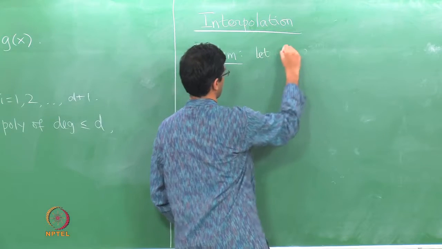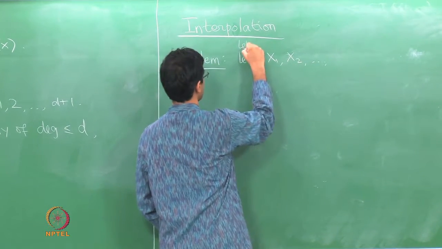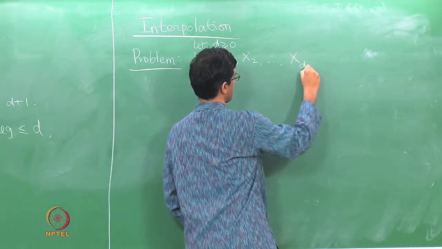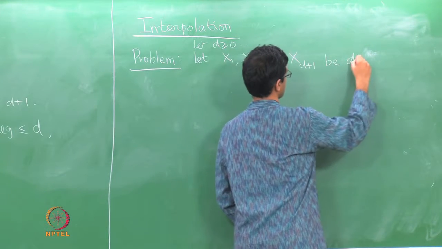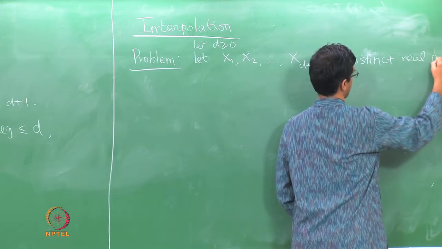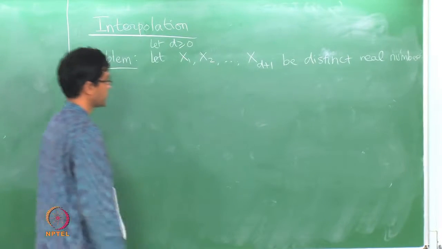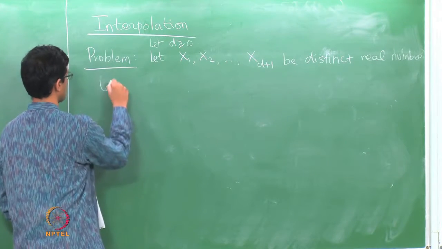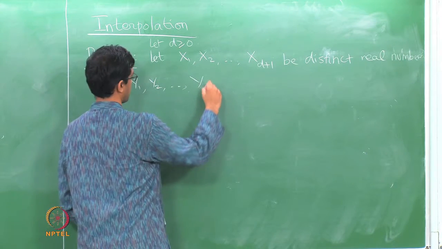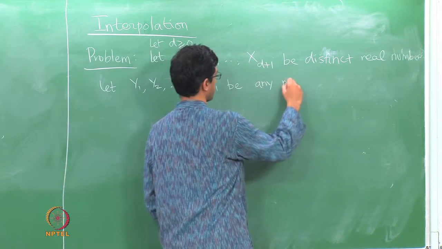Let d be a positive or non-negative integer. Let x1 through xd plus 1 be distinct real numbers. So those are the points at which I will prescribe some values. And what are those values? Let y1, y2, through yd plus 1 be any real numbers. I do not need them to be distinct.